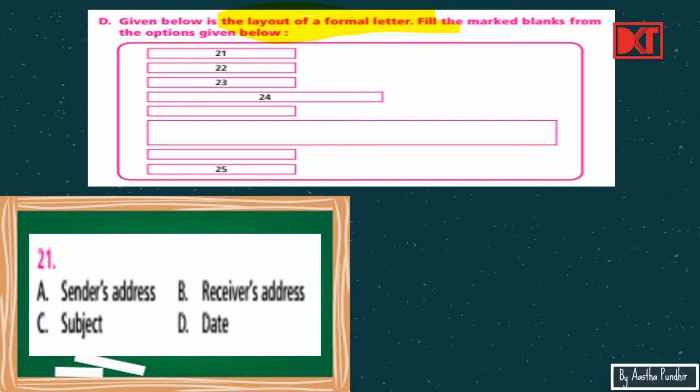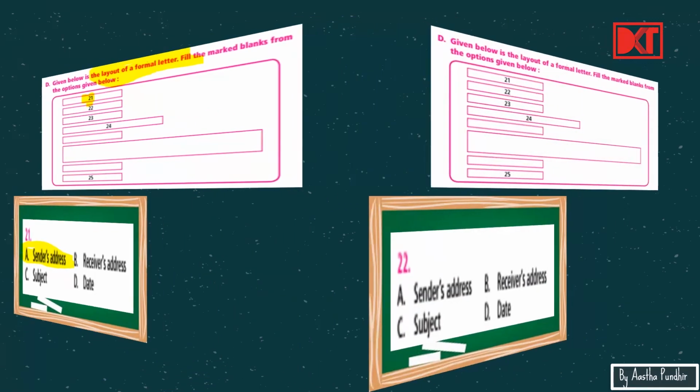So we start off with the first part, which is 21. 21, sender's address or receiver's address or subject or date. So first of all, we start with the sender's address. Whosoever the person is who is writing this formal letter, that would be the sender's address, A.